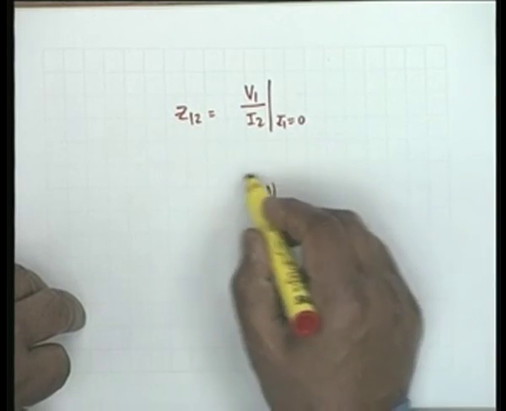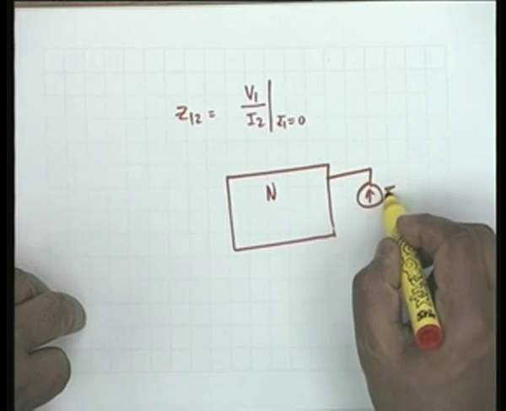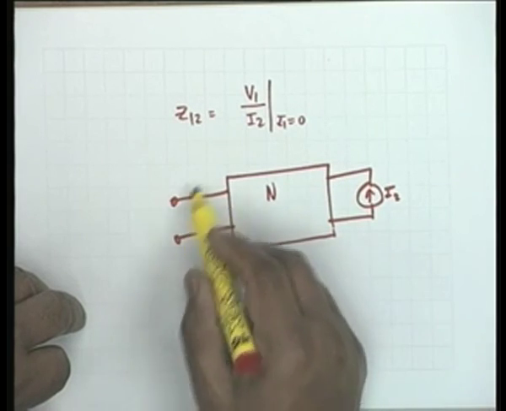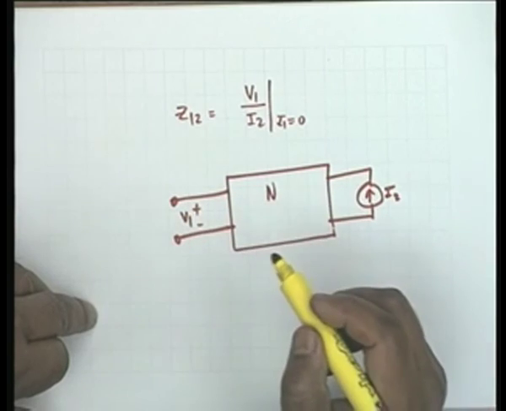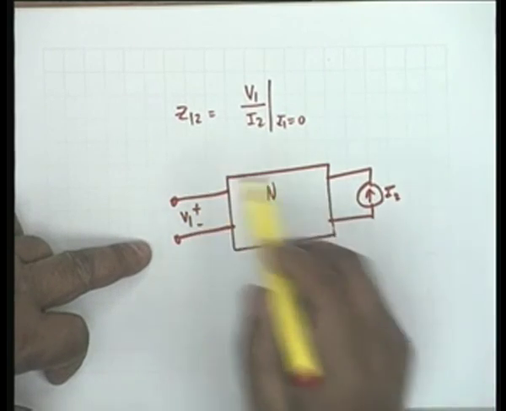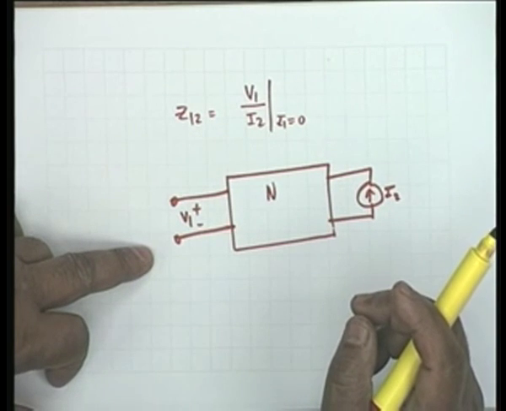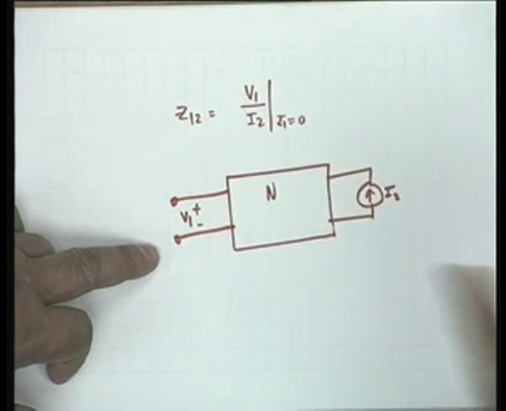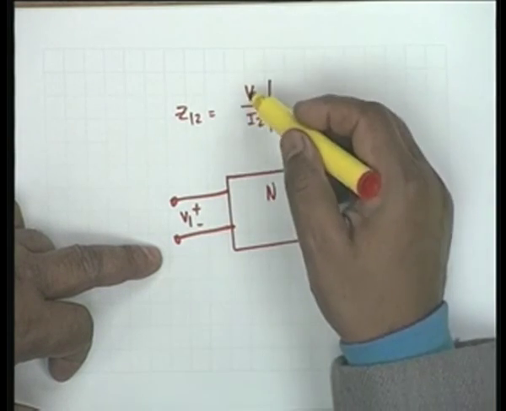Let us look at how this is done. There is a current source I2 and this is kept open, I1 is equal to 0. So, the input port is open and you measure V1. Obviously, Z12 is a transfer impedance, isn't that right? Because the effect and the cause are not at the same port, they are at different ports, and therefore, this is a transfer function having the dimension of impedance. It is a ratio of voltage to current.